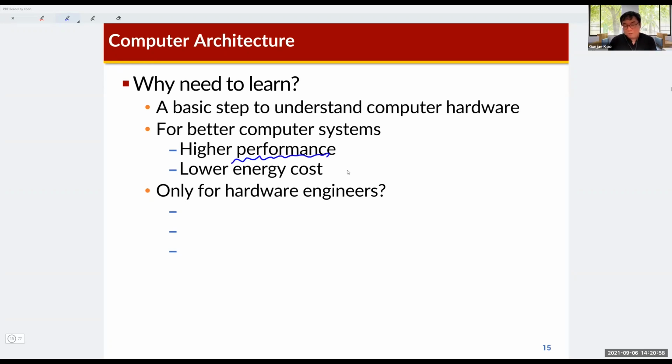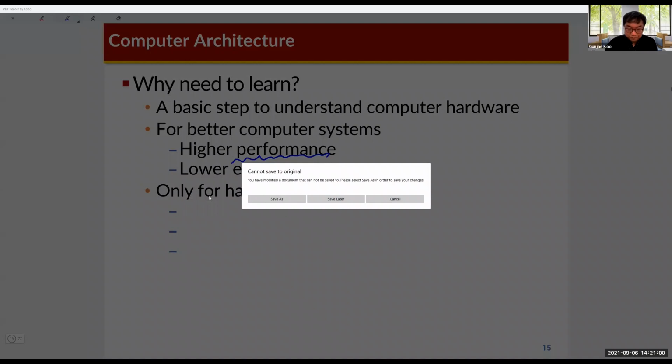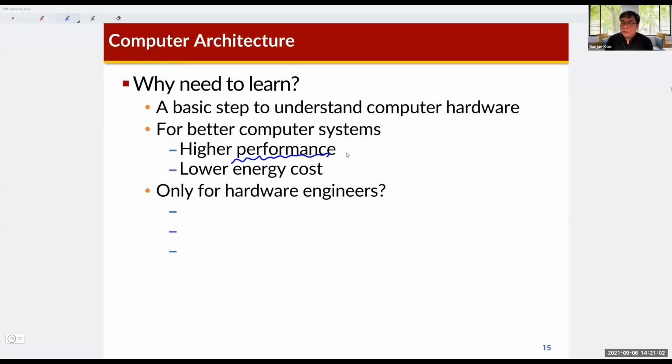Another important factor of our system engineering is the cost. So we need to minimize the cost, like energy cost or labor cost, also the area. Those are all costs in our system.